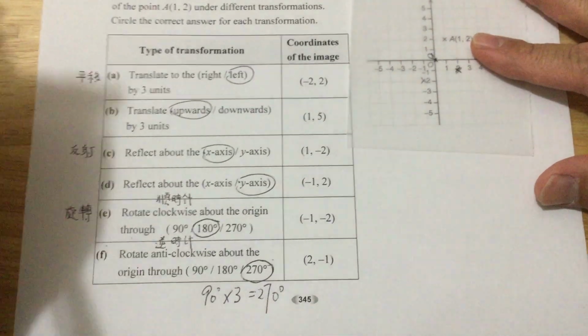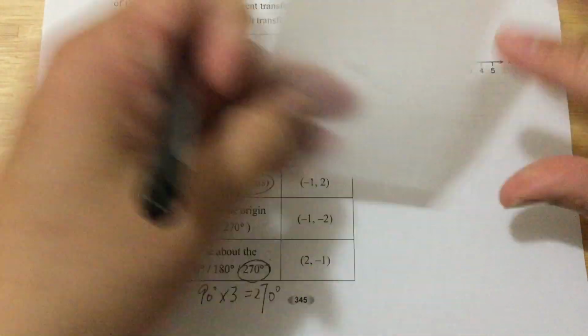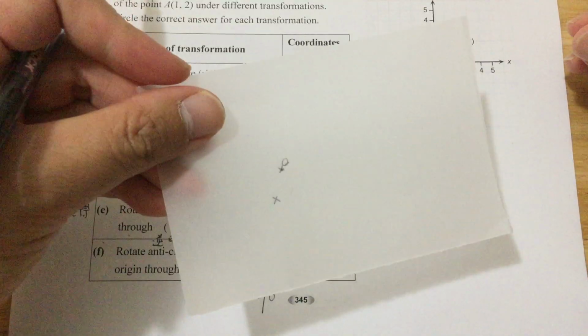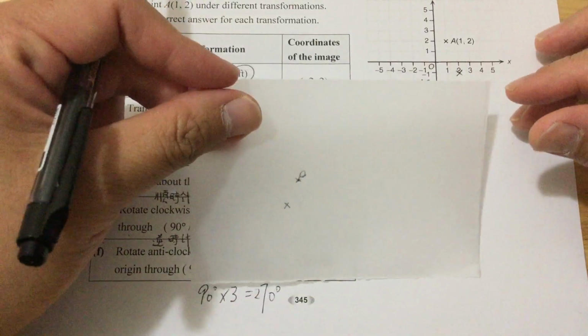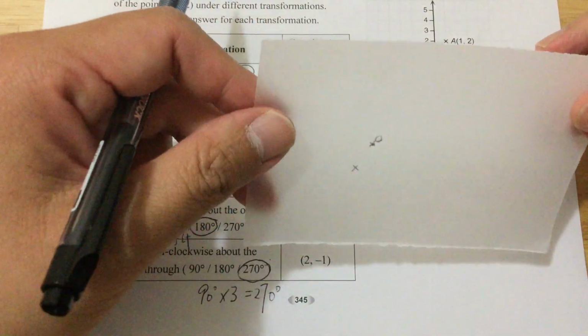But look at this. It's so stupid that every time I have the tracing paper, but you know that in your test and even in your examination, we do not provide you this one. So what can you do? Draw it on the rough paper. Is it stupid? Is it wasting your time?